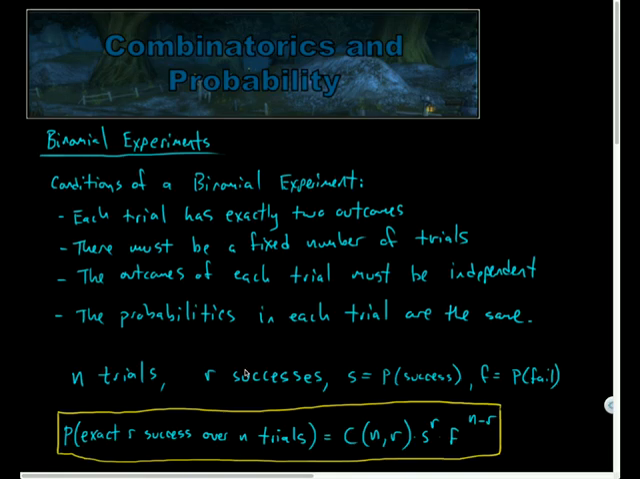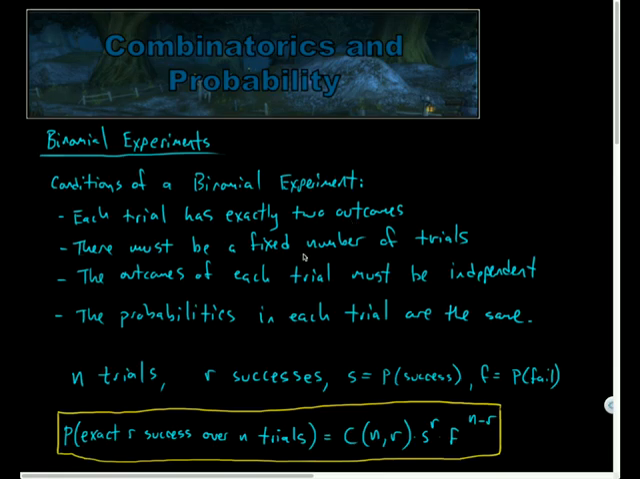A binomial experiment is a situation that has each of these conditions being true. Each trial has exactly two outcomes. So it's an experiment that can be repeated multiple times, like flipping a coin over and over. There are only two outcomes, either heads or tails, right?